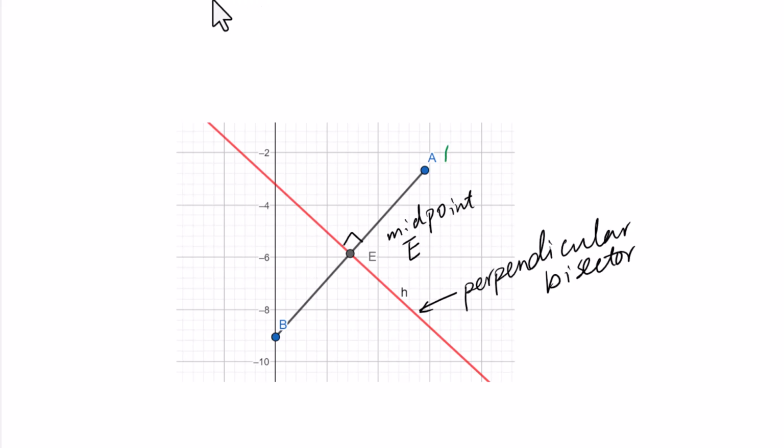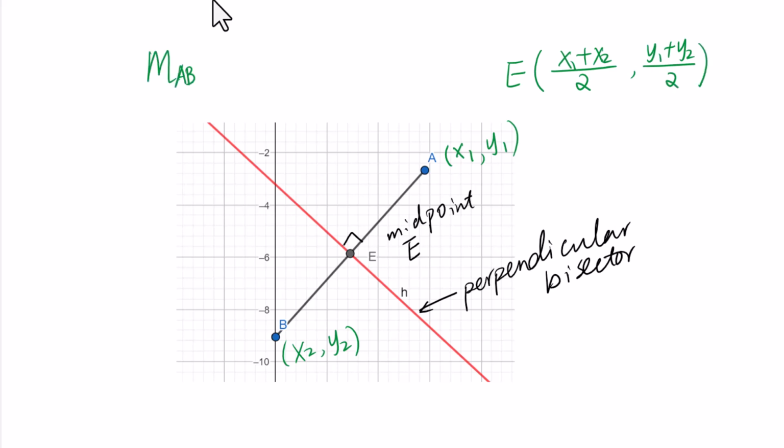Let's label A as x1, y1, and B as x2, y2. Midpoint formula: we get the coordinates of E as x1 plus x2 over 2, y1 plus y2 over 2. Slope of AB equals y2 minus y1 over x2 minus x1.